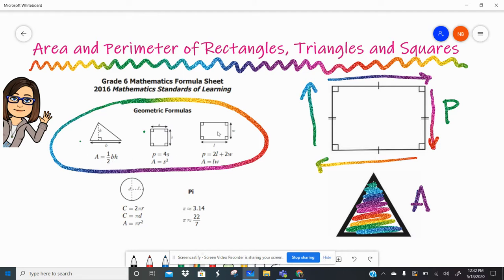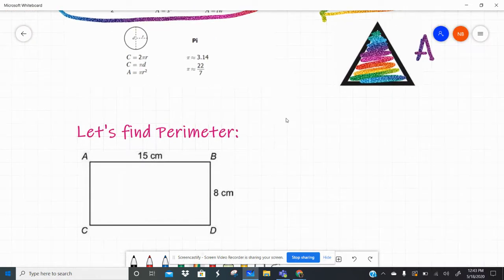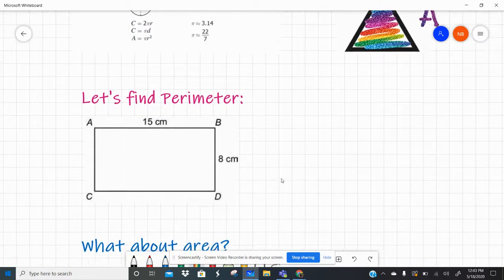Remember, you do not have to memorize these formulas. They will always be available to you with the formula sheet. So don't feel like you have to memorize these before you start working. So let's actually solve some things.